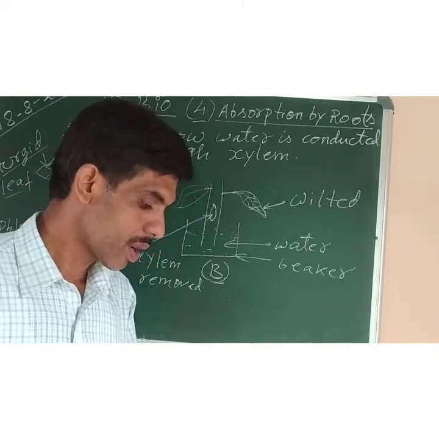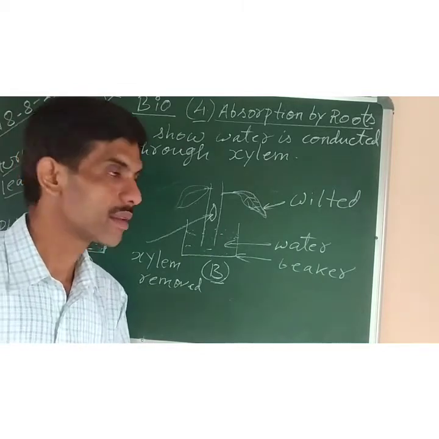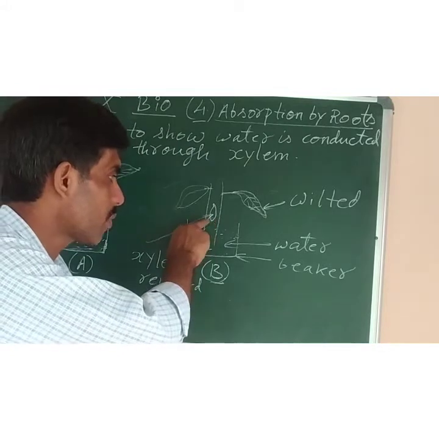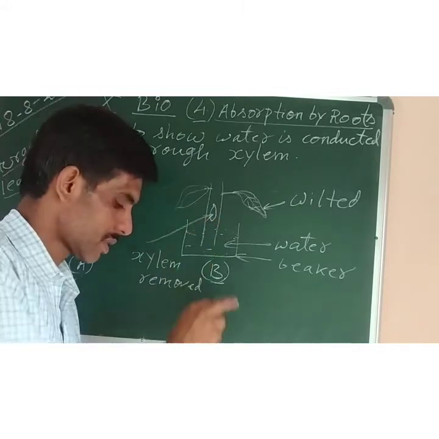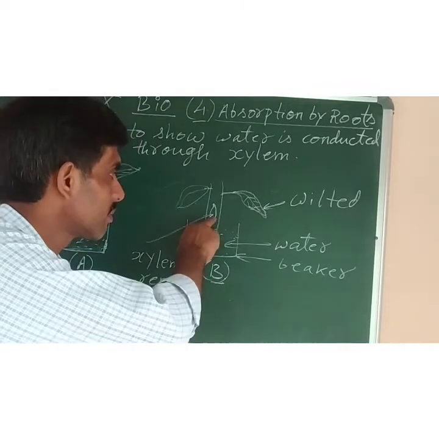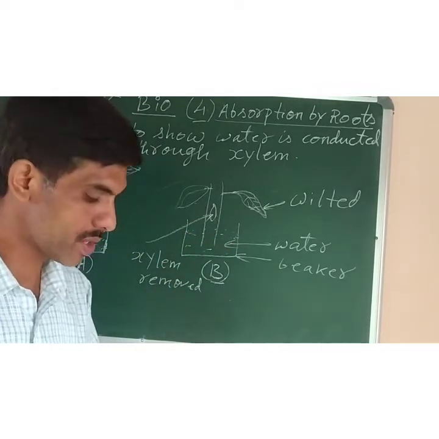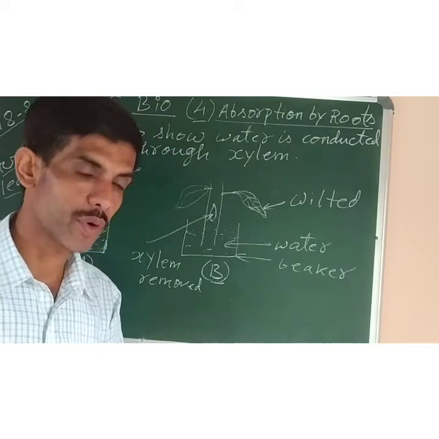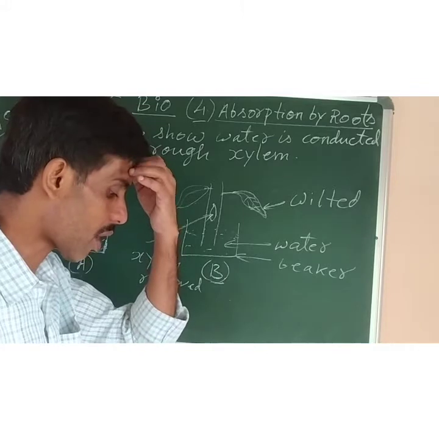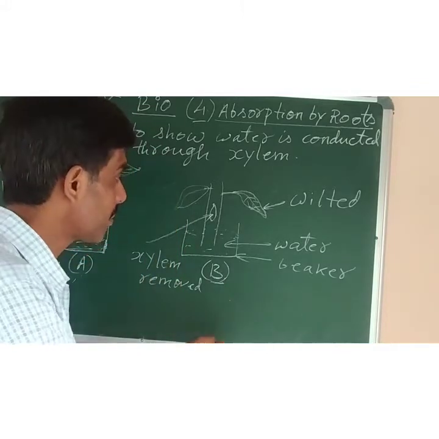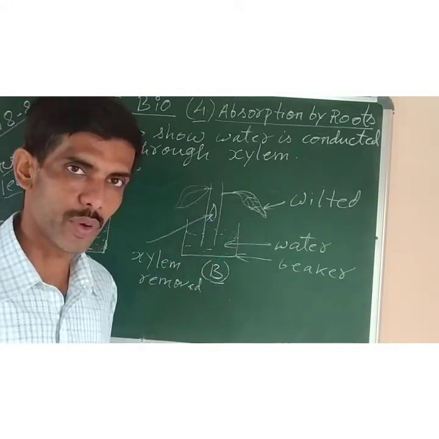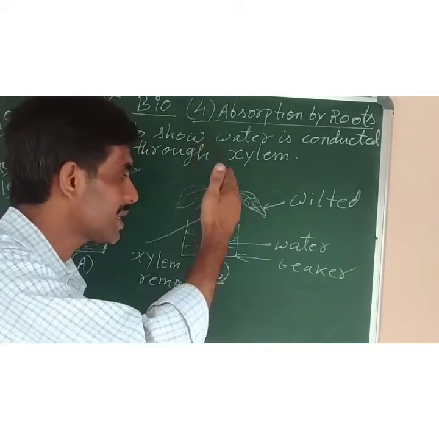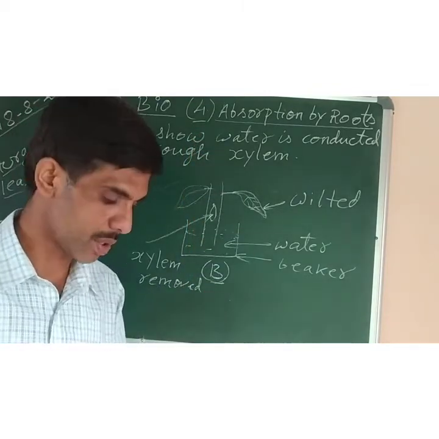Then number 4, wilting of plant occurs when: number A, phloem is blocked. Is the phloem blocked here? No, phloem is intact. Number B, xylem is blocked. Xylem is either blocked or removed, same condition. Both xylem and phloem are blocked, or a few old roots are removed. So the answer is wilting of plant occurs when the xylem is blocked or removed, because if xylem is blocked, the entry of water molecules and their passage to the leaves will stop.